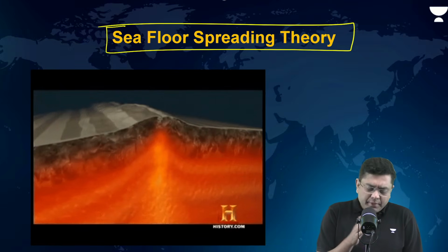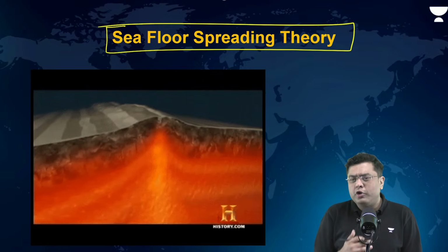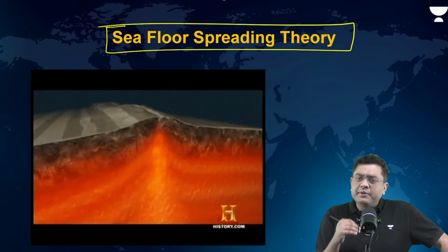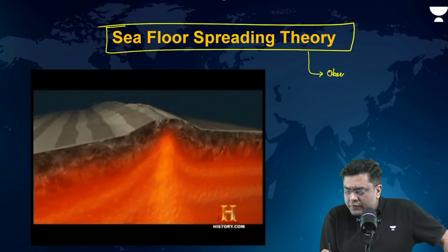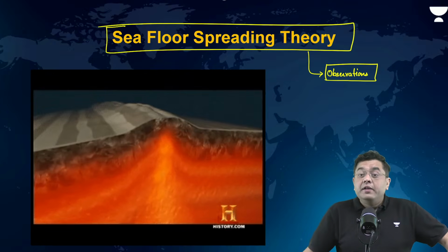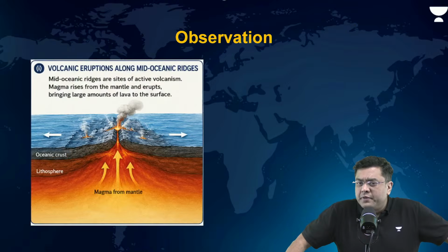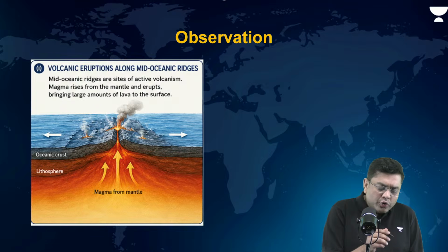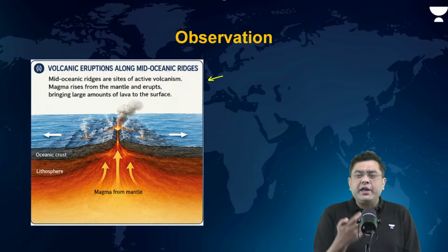I will show it to you, other than this animation, with the help of another animation, what the entire theory was about. But before that, what was the seafloor spreading theory based upon? These were supported by a set of observations. Continental drift theory was supported by a series of evidences, seafloor spreading theory by a series of observations. What were those observations? First, at the bottom of the ocean, you had the presence of mid oceanic ridges, which were the sites of active volcanic eruptions.